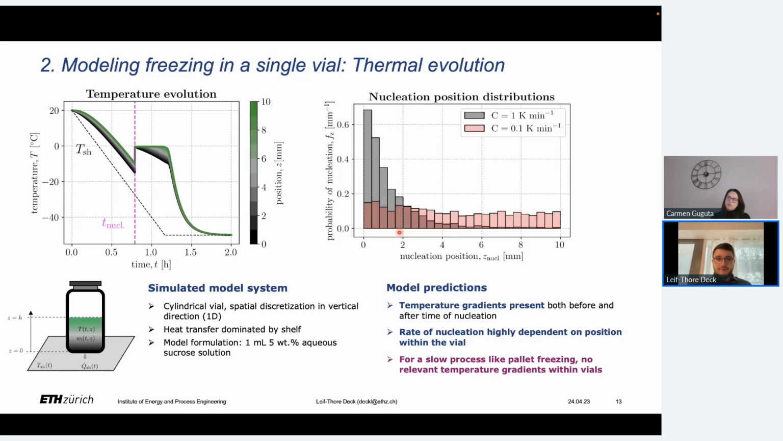But if we have a slow process, and it is very much the case for something like pallet freezing, which happens over the course of days, then we can neglect it. And that's important, because if we have such a pallet with tens of thousands of vials, then of course you cannot really simulate this with spatial resolution because of the high computational cost. But now we can do this without doing so, where we just say we have a single temperature value for each vial, which helps a lot.